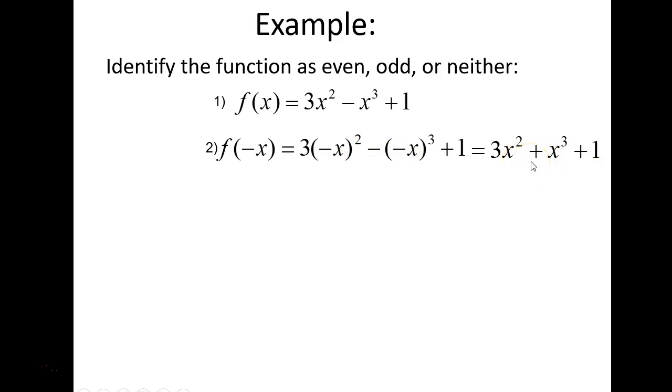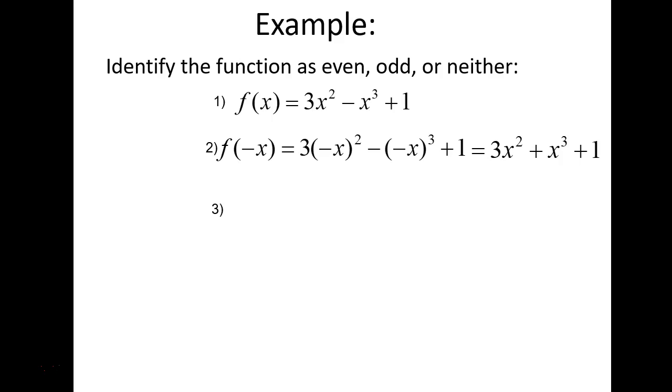So make sure you see where we're at. 3x squared from the first term. Negative x to the third became negative x to the third, but then there was a negative in front of that, so that second term became positive. Does this match step 1? No, it does not, so it's not even. So we're going to go on to step 3 and check to see if it's odd.